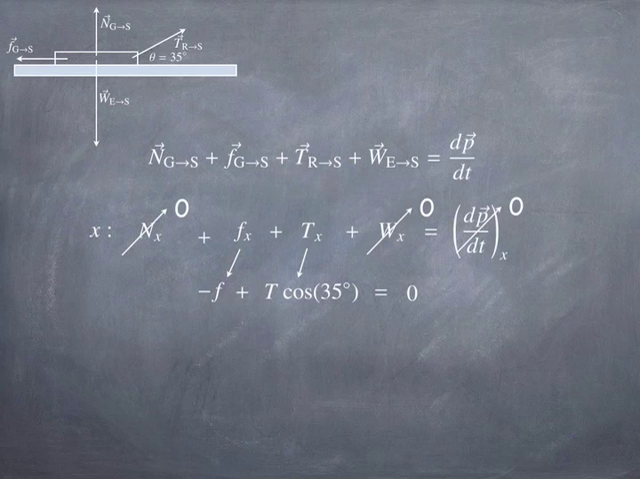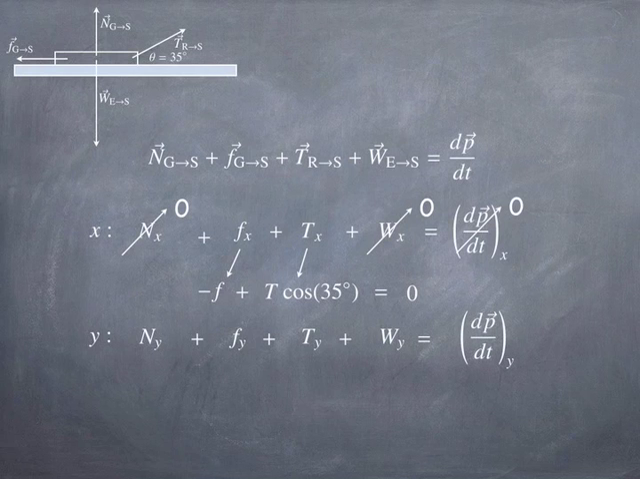Now let's look at the y components. Again, I have the y component of the normal force, the y component of the frictional force, the y component of the tension, and the y component of the weight, equal to the y component of the rate of change of momentum. Now, in this example, the frictional force has no y component, and the rate of change of momentum is still 0, even in the y direction and in the x direction. So I can get rid of those right out of the box.